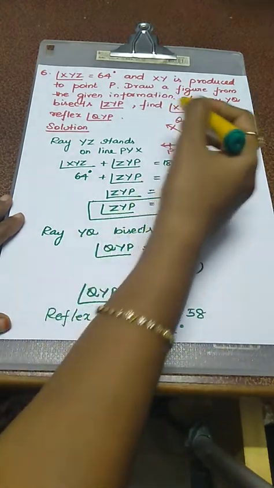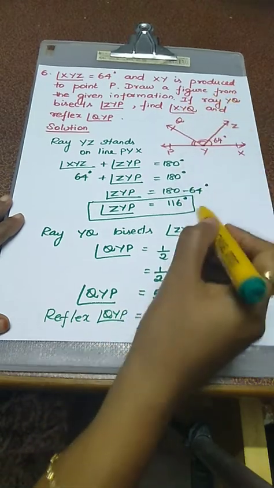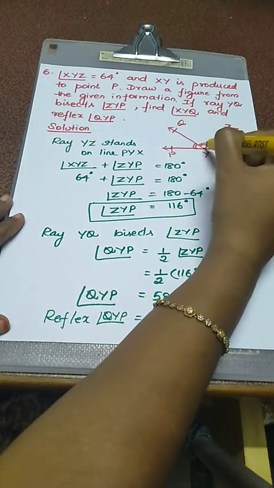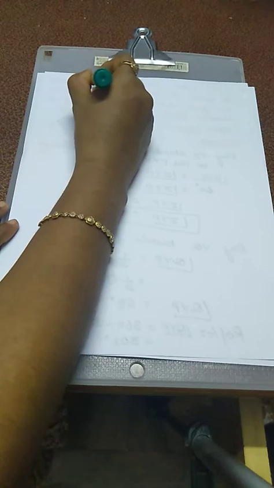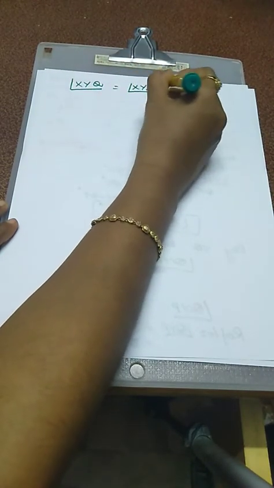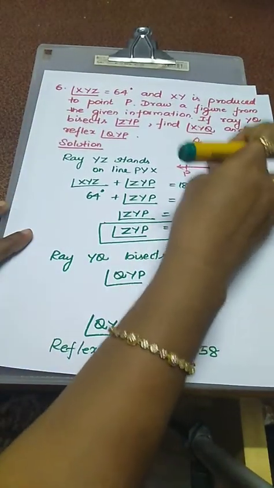Okay. Next we have to calculate the XYQ value. How can we find XYQ? We just add these two values, easily we get the answer XYQ. So we have to write XYQ is equal to angle XYZ plus, what is the other angle? ZYQ.